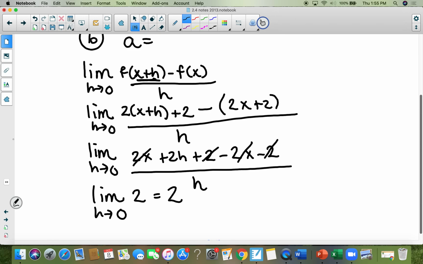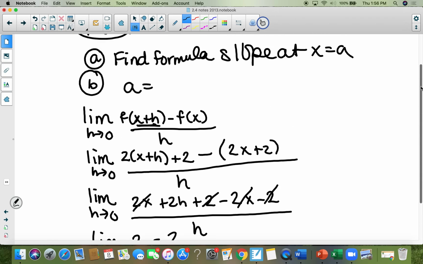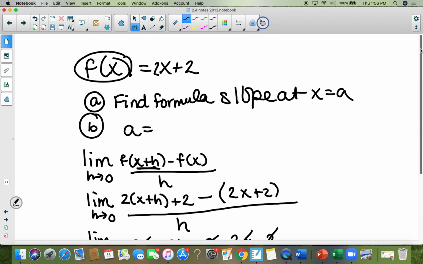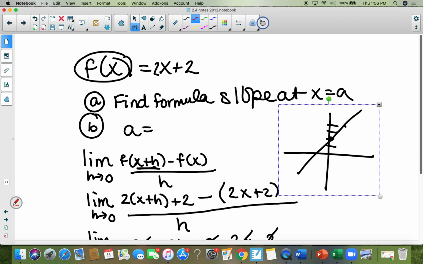So what is the slope everywhere on this graph? Well, it makes sense. This is 2x plus 2. You put your first dot at 2 and you go up 2 and over 1. Doesn't this make a line at 2x plus 2?